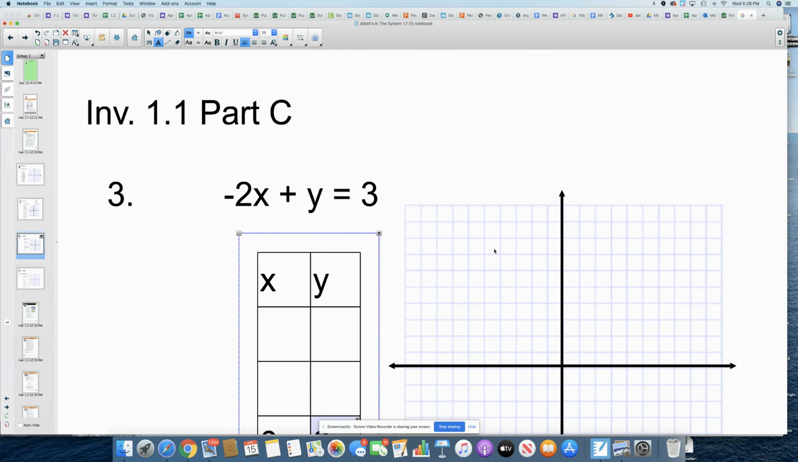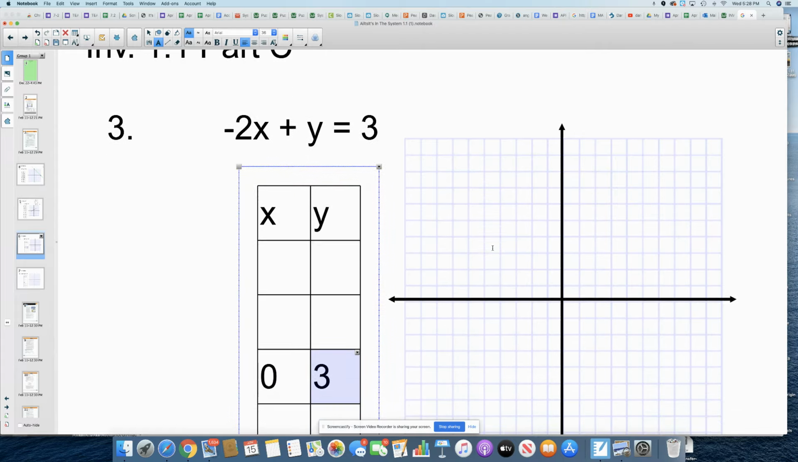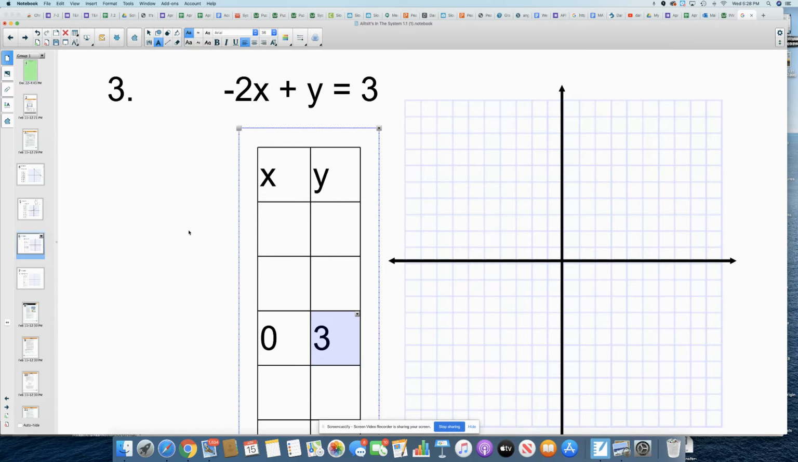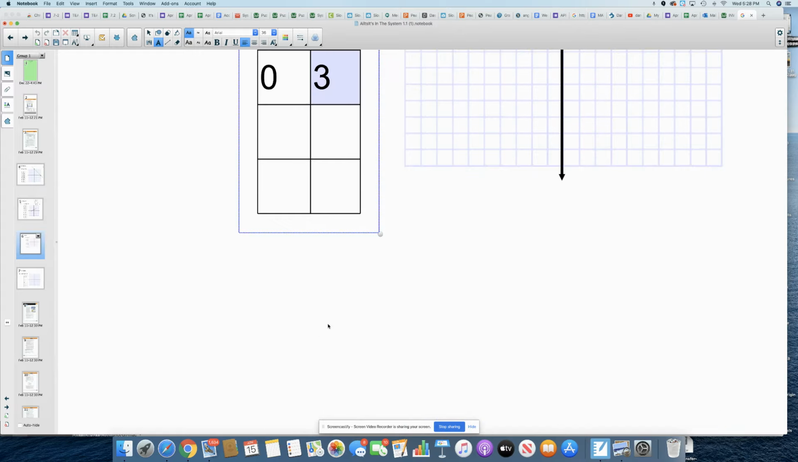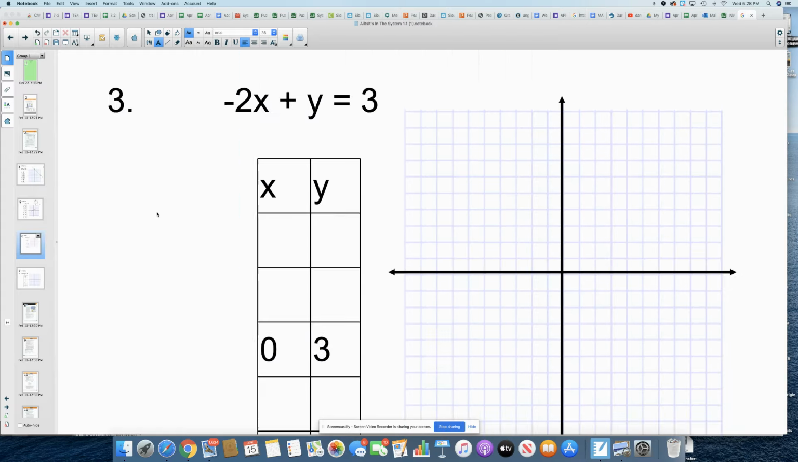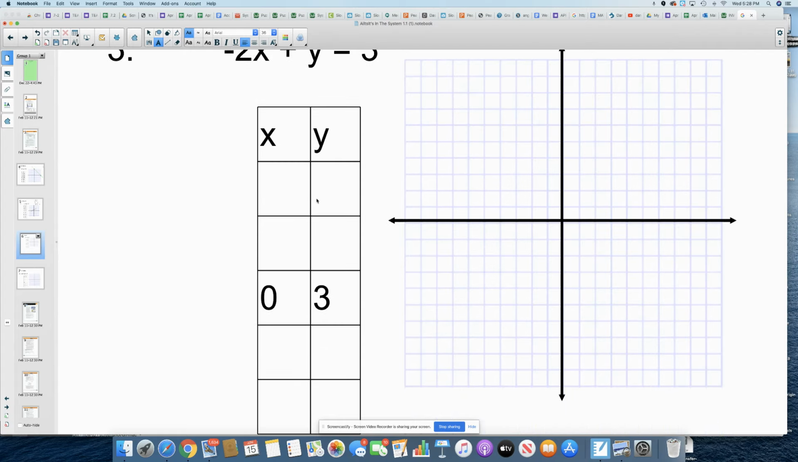Very good. You might want to come back to this slide to see that again because now it is your turn. So check this out. This is problem number 3 on part C. And a lot of you worked this out yesterday, but you might need to take a look at it. Make sure you understand what we're doing here. So when I plug in 0 for x, negative 2 times 0 is, of course, 0. So what is 3? There's your value there for that. So now your job is to come up with some positive and some negative values of x to figure out your y value. And when you're done, you guessed it, it should be a line.